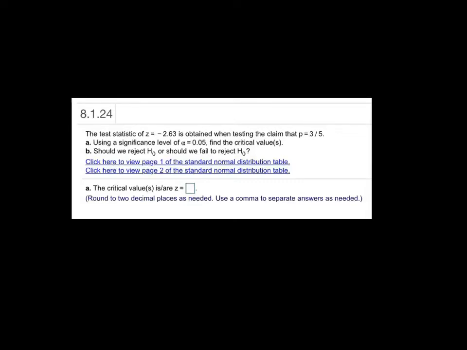In this problem, I need to find the critical value or values for testing the claim that P is equal to 3/5. The first thing I'm going to do is write down the null and alternative hypotheses. So my null hypothesis is that P is equal to 3/5. The alternative hypothesis is that P is not equal to 3/5.